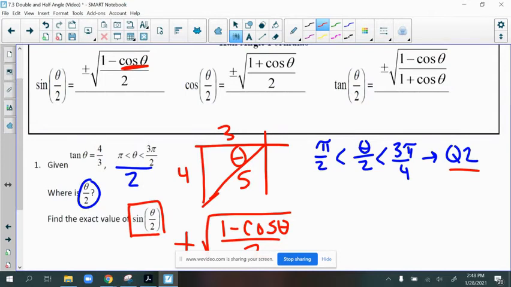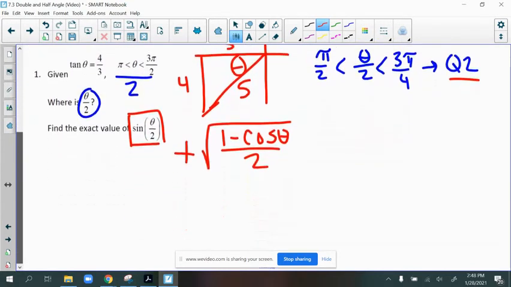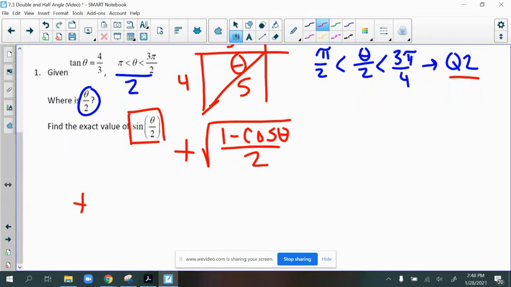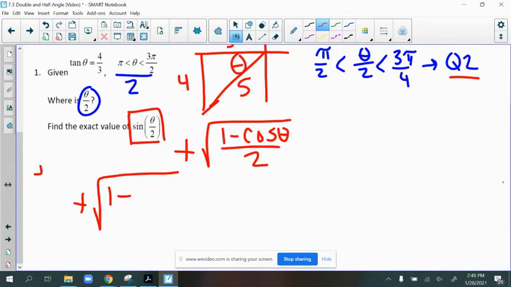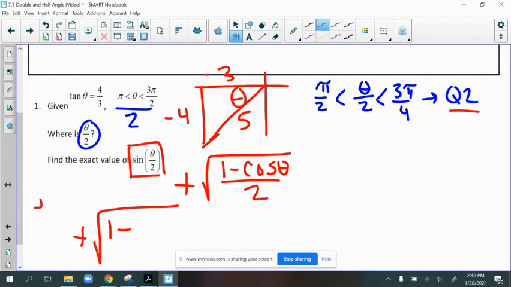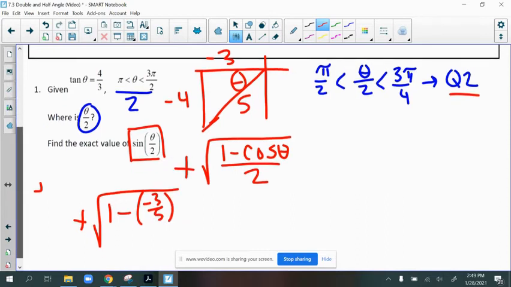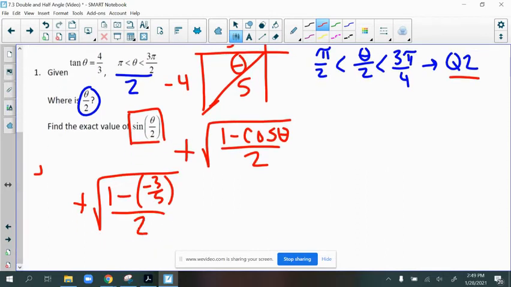and that theta represents this original triangle. So when I go to do this, I'm going to have plus the square root of 1 minus, and I'm going to use the numbers from the original triangle. So cosine of theta on this triangle is 3/5. So 1 minus, I'm sorry, these should both be negative because we're in quadrant 3. So this is negative 3/5, over 2. And now from there, that's how I start it.